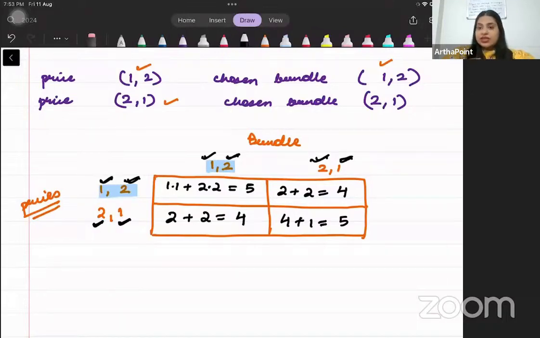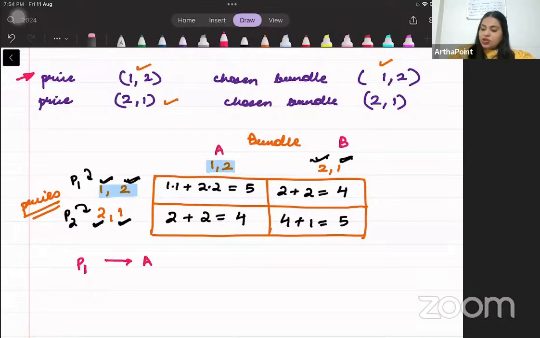Now listen to me very carefully. Let us go ahead and name these prices as P1 bundle and P2 bundle. This is the price bundle. And let us name these quantity bundles also as bundle A and bundle B. This is telling me that at price bundle P1, A is chosen. That means I chose this, and I'm spending 5 rupees. But at the other bundle, it is costing you 4 rupees.